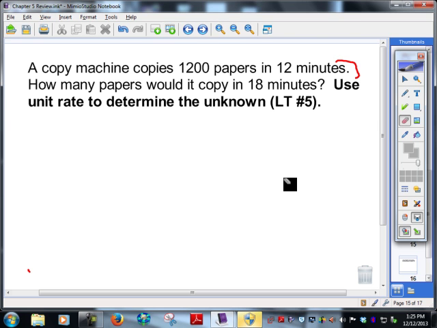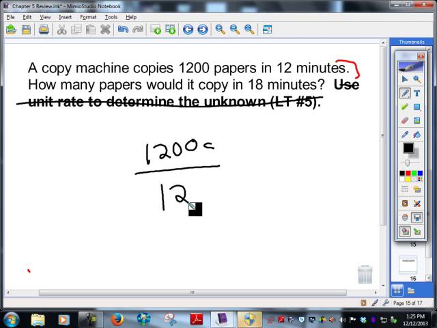Now, I'm just going to show you how I would do this problem. Let's assume for a minute that this last sentence wasn't on there. It's not there for a second. Let's talk about how you would solve it. Well, it'd be very easy, right? You would take 1,200 copies, that's your initial ratio, in 12 minutes, and then you put copies over minutes, and then 18. And then I'm going to cross multiply, and then I'm going to divide, right? That makes sense? That's a good way to check your answer.